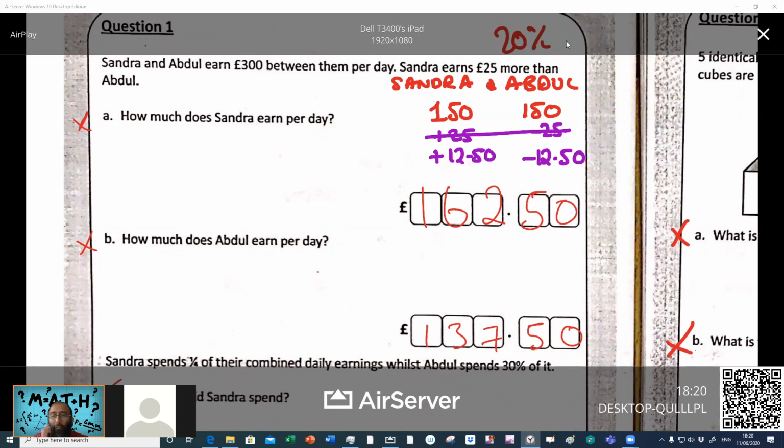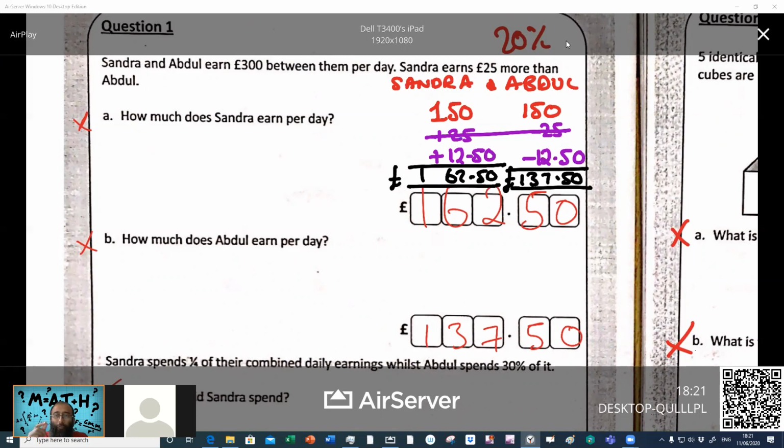So when you take £12.50 off Abdul, straight away Sandra has £12.50 more. When you add £12.50 onto Sandra, you've made Sandra now £25 more. And we'll find out when you work it out manually. So 150 take away £12.50 will give us £137.50. And that will give us £162.50. If you get a calculator and you minus them, you'll find out that 162.50 is £25 more than 137.50. So it actually works exactly.